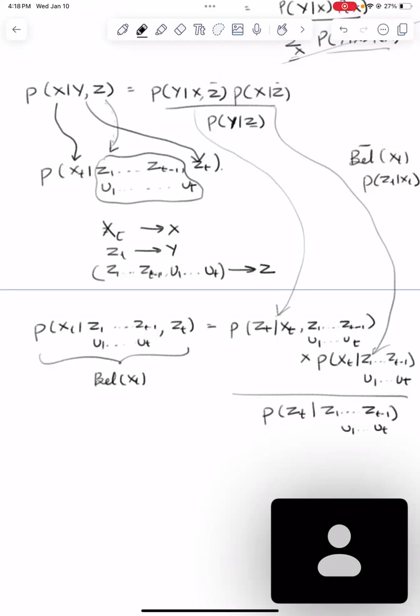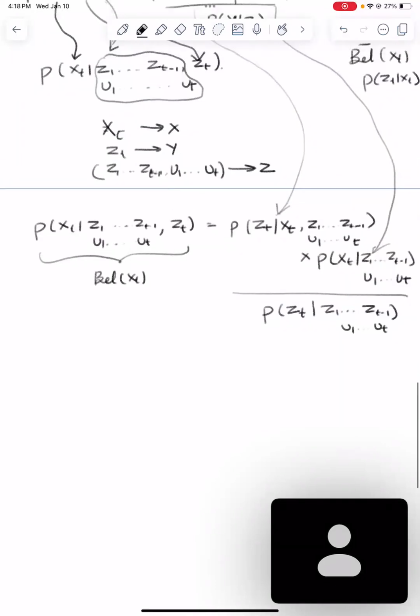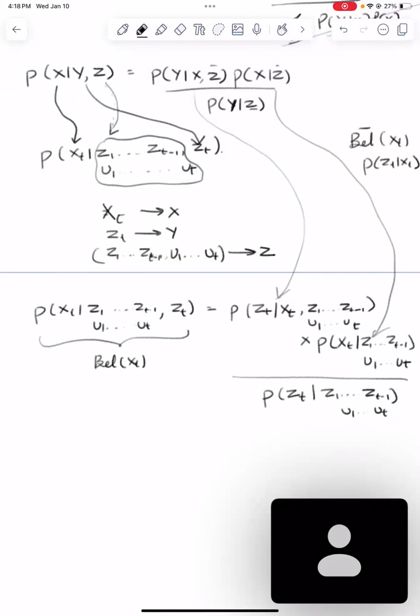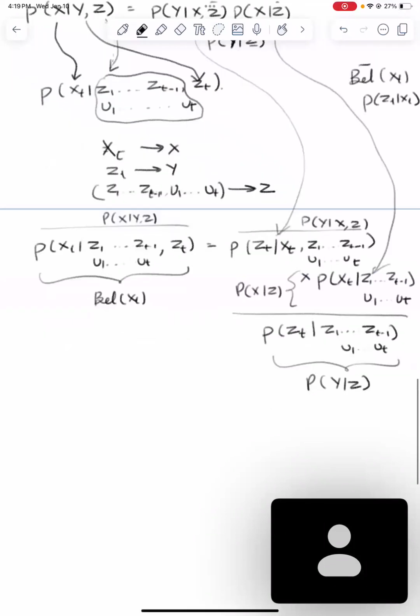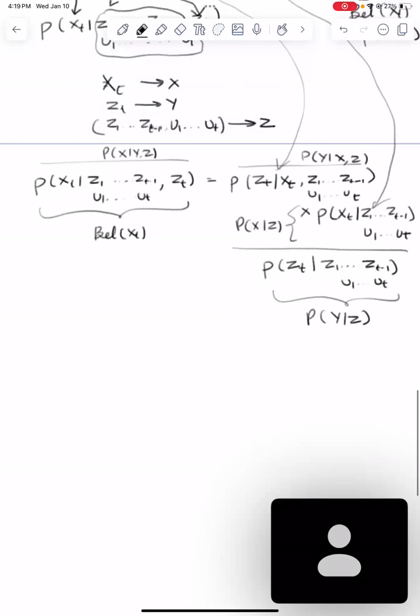And so what we've done here is very simple. We took our belief, we pattern matched into Bayes rule, and we applied Bayes rule. You can think of this term here as P of x given y comma z. You can think of this term here as P of y given x comma z. You can think of this term here as P of x given z. You can think of this term here as P of y given z. So you've just pattern matched into Bayes rule. So let me write this out cleanly so you all follow.